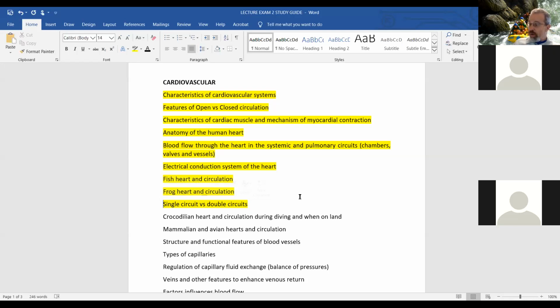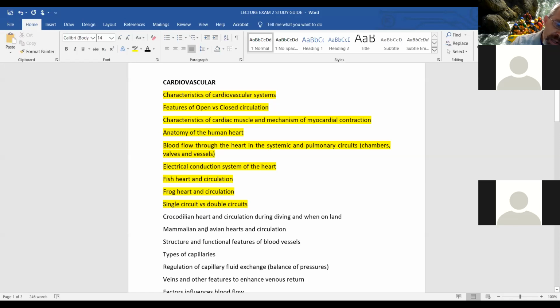We need this really effective countercurrent, right, with the gills. With the frog heart, of course, we're looking at adapting to life on land. With the crocodilian heart, one of the things we're dealing with is an animal that has the ability to dive, right? So even though we have a double circuit, there's not a complete separation in terms of the vessels.